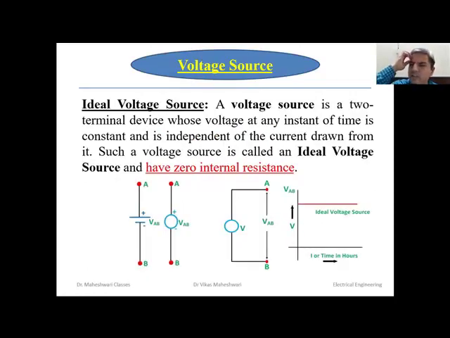Whenever we have to disable the voltage source in the circuit, we always replace the voltage source with its internal resistance. Sometimes in some circuits, the internal resistance can also be given. In that case, whenever you want to disable the voltage source, we replace it with its internal resistance. But in case of the ideal voltage source, we replace the voltage source with a short circuit because the internal resistance is zero. In case of the current source, we replace the current source with an open circuit because the internal resistance of the current source is infinite.